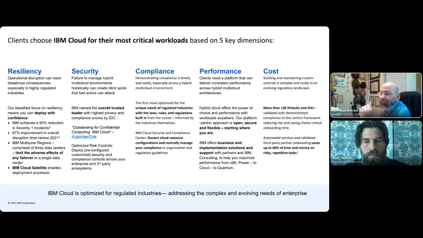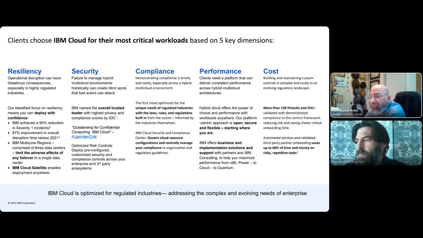Let's start first with resiliency. Operational resiliency, which we can think of as being able to operate throughout a disruption, is critical in heavily regulated industries. IBM Cloud is more resilient than general purpose cloud providers. Any downtime can be disastrous, and operations must continuously be up and running. Our steadfast focus on stability is really paying off.